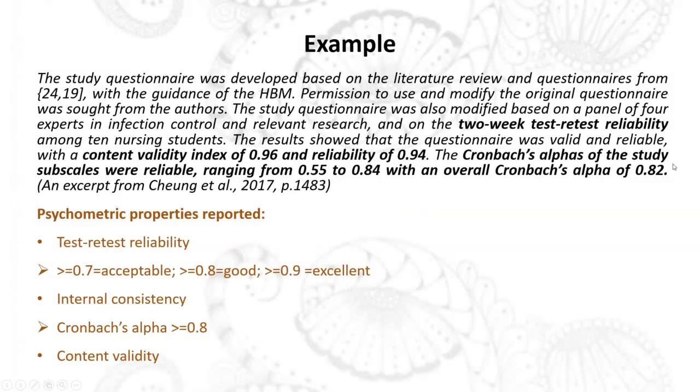reliable. Study subscale. Why subscale? You see this sentence? The Cronbach's Alphas. Once you see Cronbach's Alphas, you know the researchers have conducted an internal consistency check of the questionnaire using Cronbach's Alpha. And in this sentence, it gives you two pieces of information. First, the questionnaire subscales were reliable, ranging from 0.55 to 0.84. And then the overall Cronbach's Alpha is 0.82.